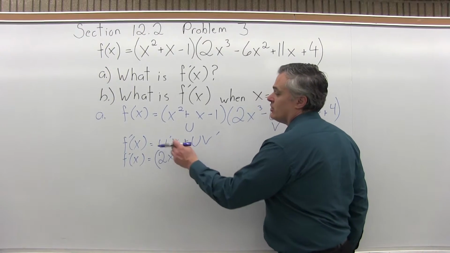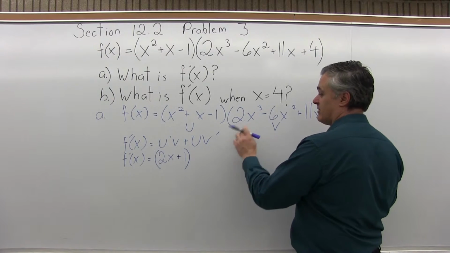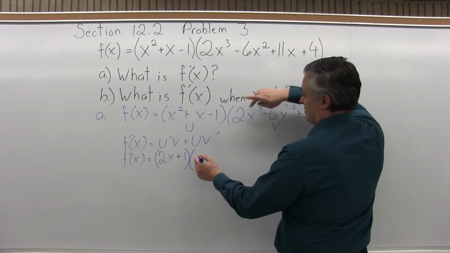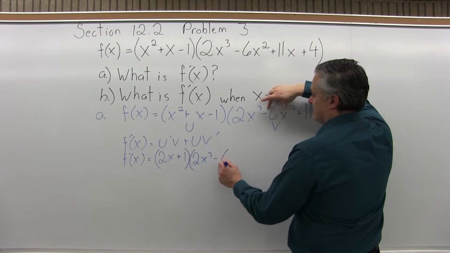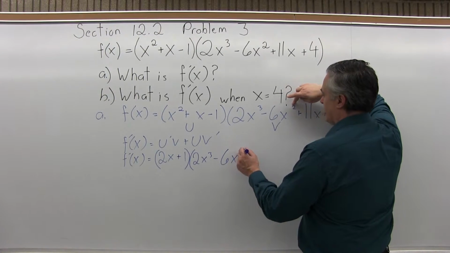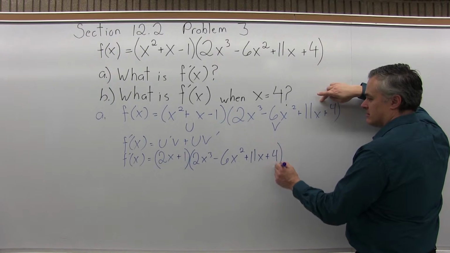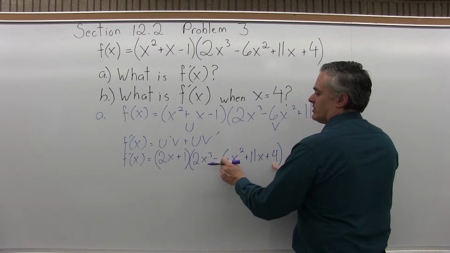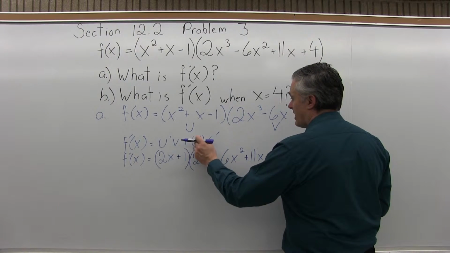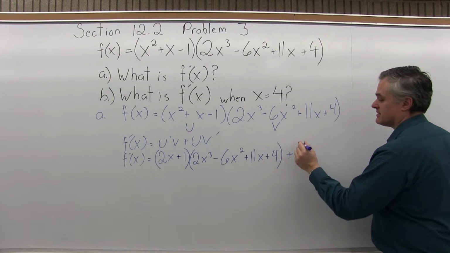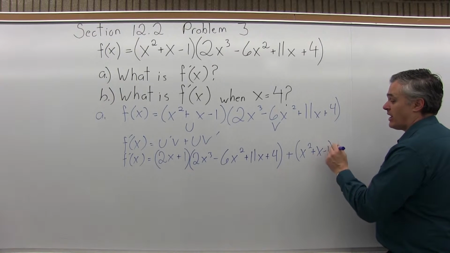So that's u prime. Next piece is v with no prime. So v is the second set of parentheses. I'll just copy it as is with no derivative. It is 2x to the third minus 6x to the second plus 11x plus 4. That's v with no prime. Then plus, then u with no prime. So u with no prime is the first set of parentheses. It is x squared plus x minus 1.